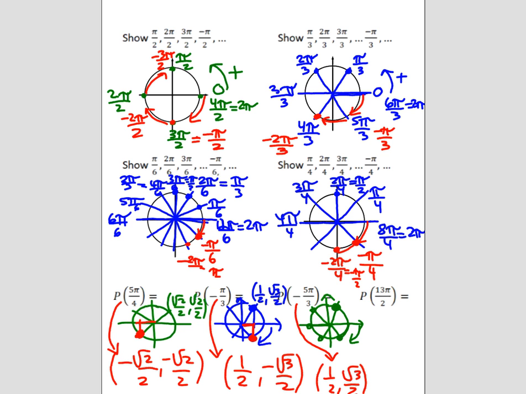And the last one, 13 pi over 2. So you're here, you count by pi over 2, so that's 1 pi over 2, 2 pi over 2, 3 pi over 2, 4, 5, 6, 7, 8, 9, 10, 11, 12. So this is the same as 12 pi over 2. And then 13 pi over 2 is going to be the one on the top here. So what is the coordinate here? It's 0, 1. Have fun!